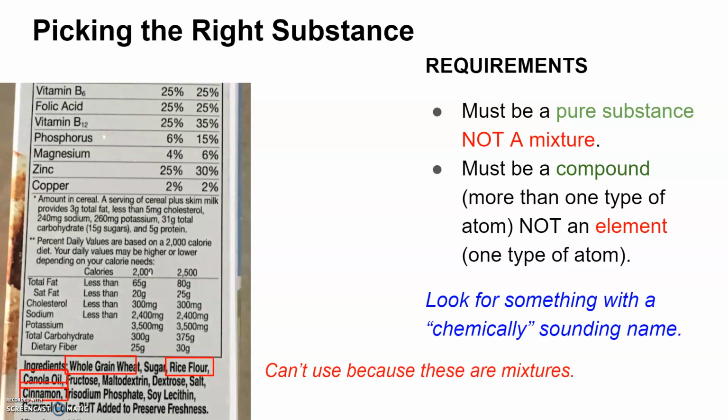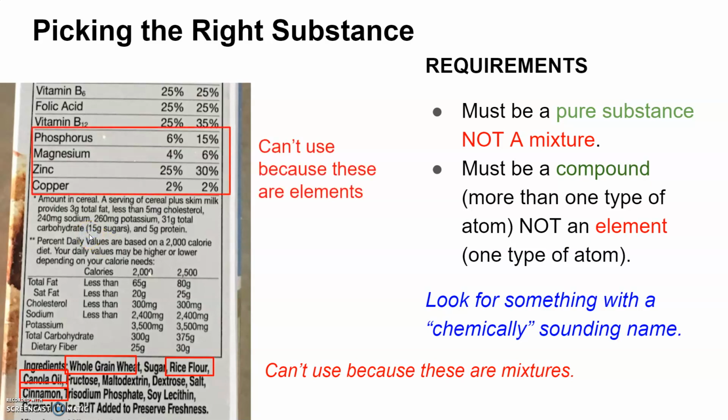So let's talk about things that we can't use on the cereal box, for example. So whole grain wheat, rice flour, canola oil, and cinnamon, those are all examples of mixtures. So spices and all those sort of ingredients are oftentimes mixtures. Now a spice like cinnamon, even though it is a mixture, there are chemicals in cinnamon that give it its smell. For example, cinnamaldehyde is a chemical. So you would have to do a little bit more research. If you're interested in doing cinnamon, you have to research chemicals in cinnamon, right?